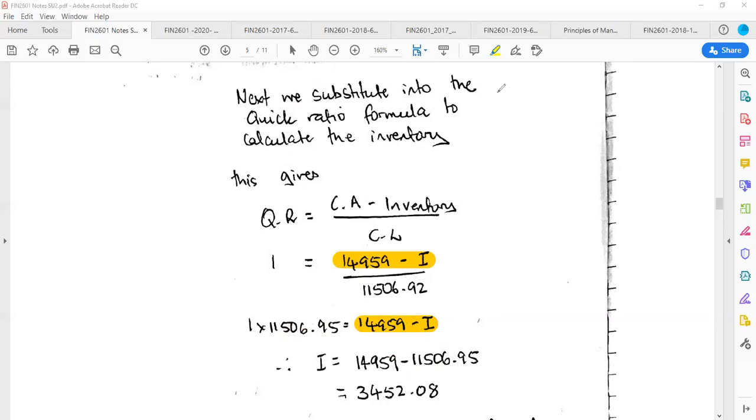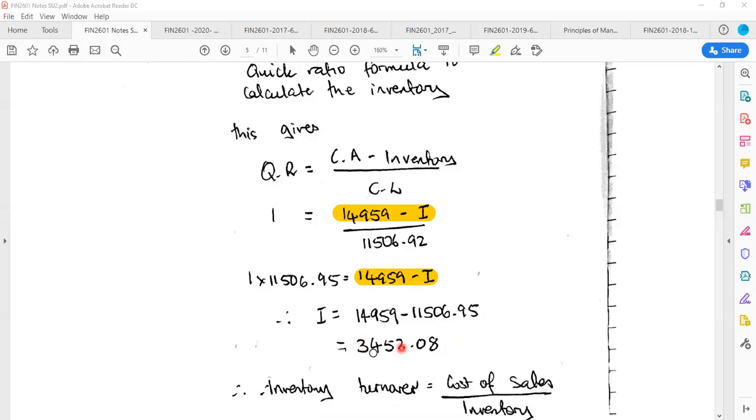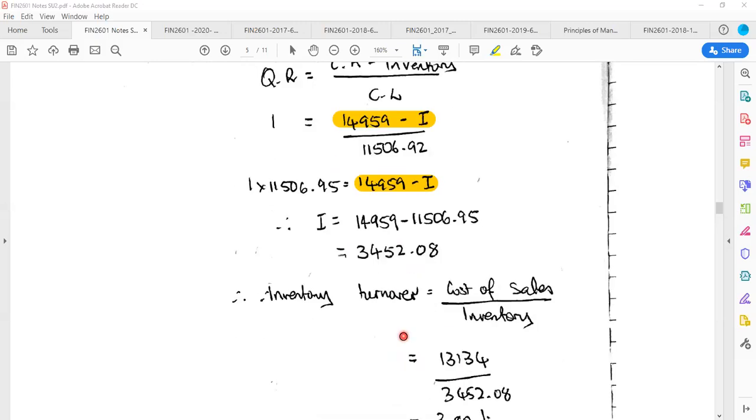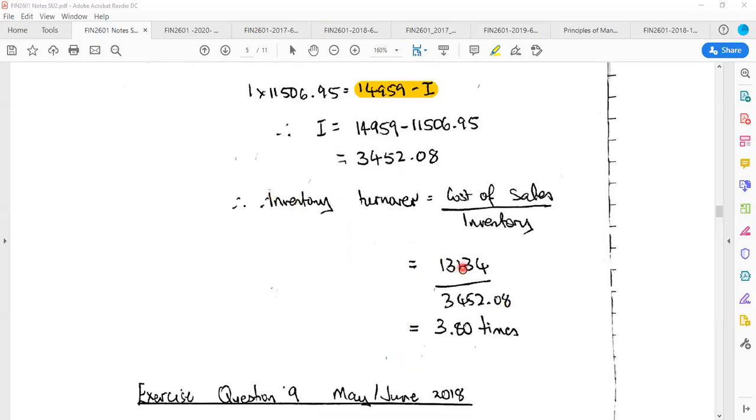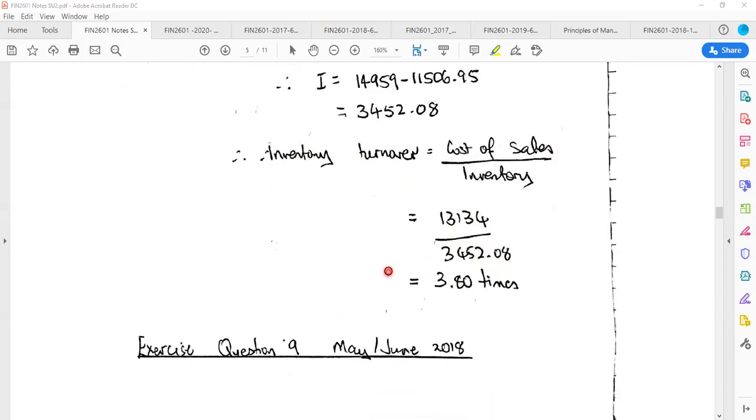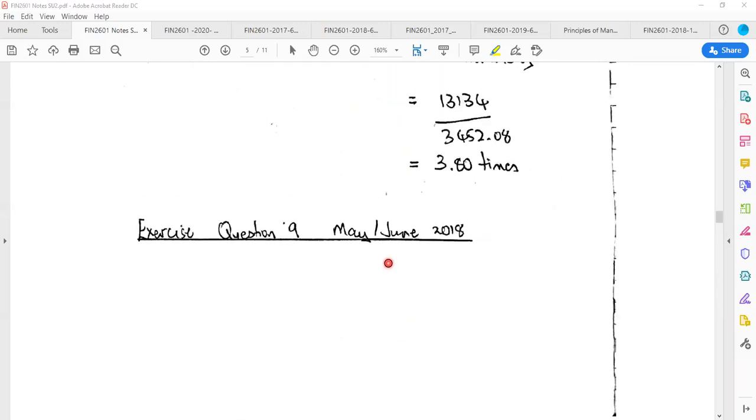Something else that's important to note: the assignment tends to be a bit harder than the exam. As you can see, this example is a bit tough, but don't worry about that. So then we get our inventory. Lastly, we can now substitute our inventory: we take our cost of sales divided by our inventory, and we get the inventory turnover. So now I have an exercise for you.